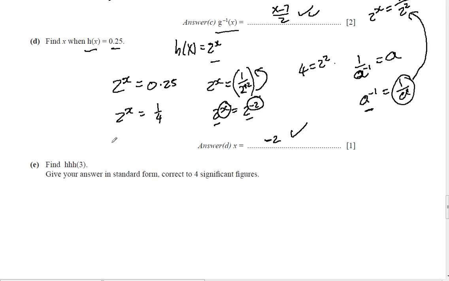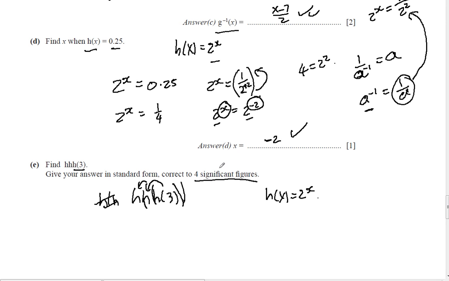And last one, h of h of 3, and you're going to find it correct to 4 significant figures. So h of x is equal to 2 to the x. What we're going to do is work from the right. We're going to find out what h of 3 is, and then substitute into h. Find out what that value is, and then substitute into h again. So let's start from the right. What is h of 3? If h of x is equal to 2 to the x, then h of 3 is equal to 2 to the 3, which is equal to 8.